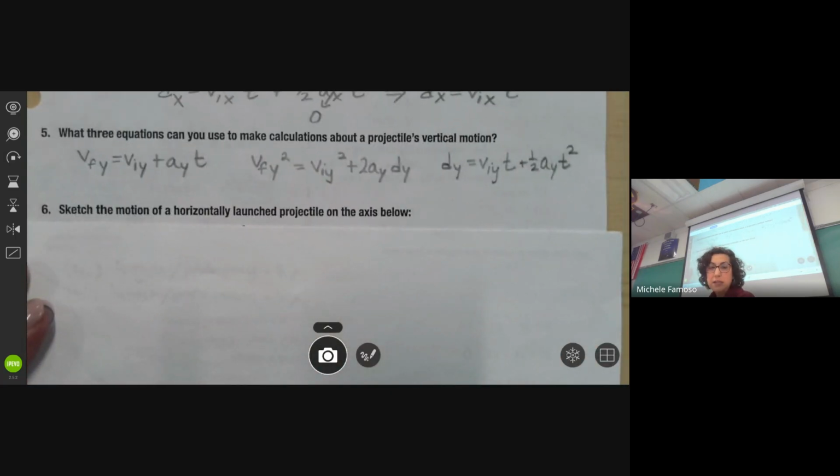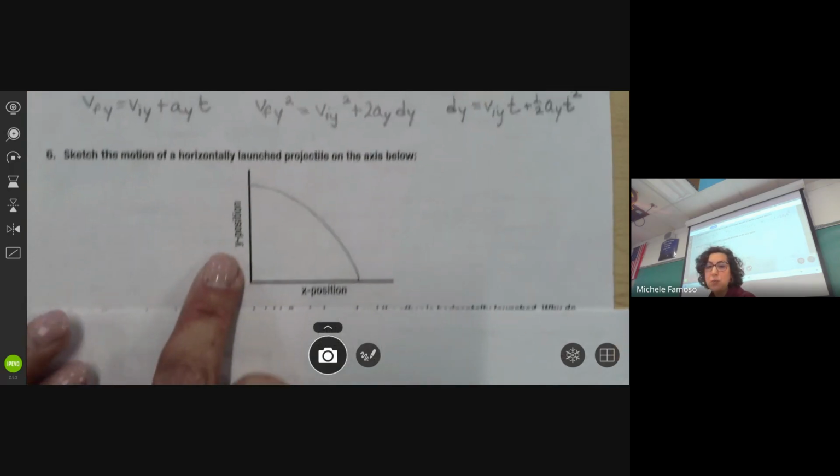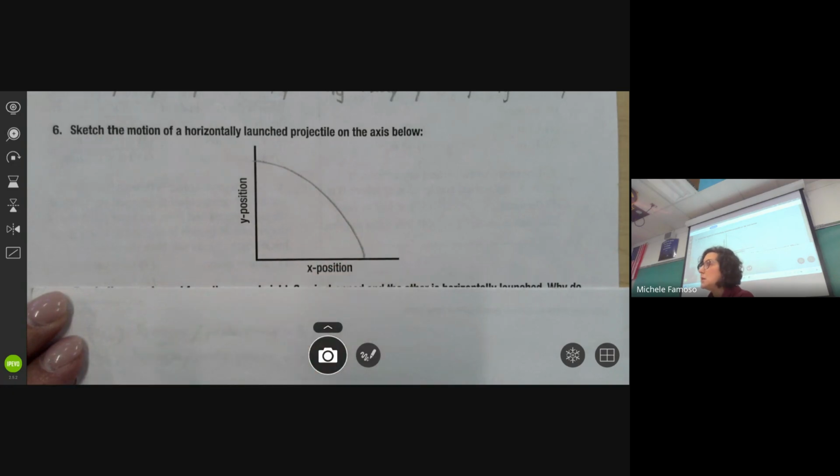Number 6, let's sketch the motion of a horizontally launched projectile on the axes where we are looking at our vertical position versus our horizontal. We get this parabola as it comes down to the ground.